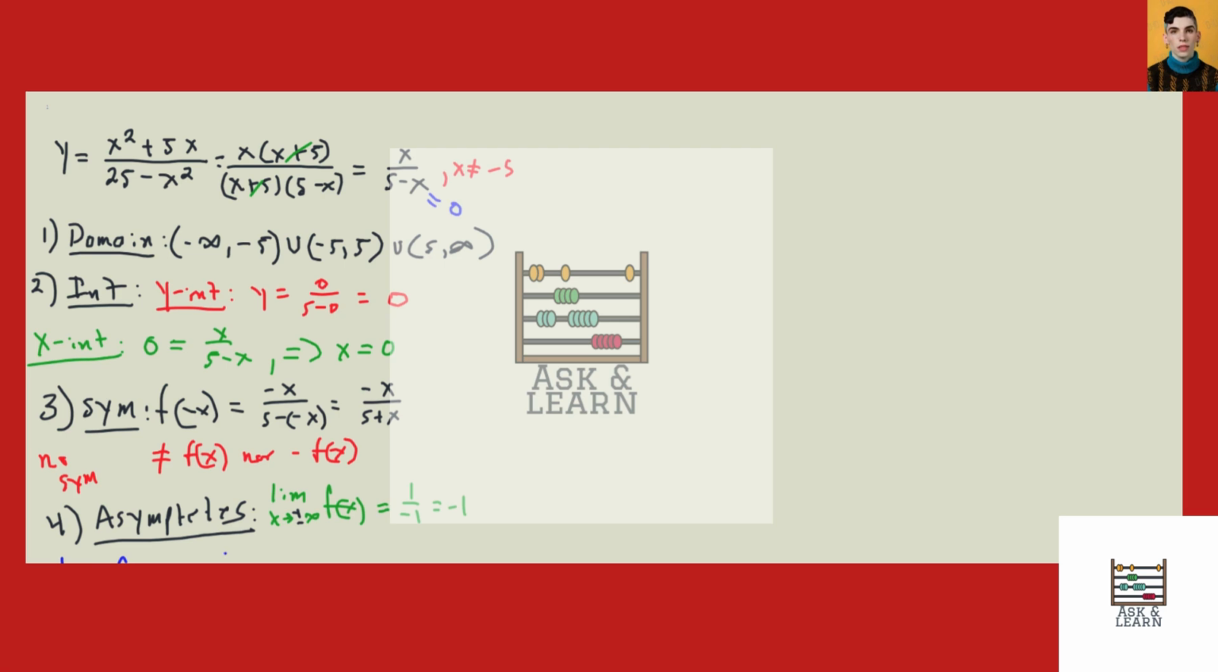So this is going to be 5 from the right over 5 minus 5 from the right. And 5 from the right will be a positive number, so I'm just going to put a little positive sign right here. And then subtracting, 5 minus something to the right of 5 will be negative. So this here we know will go to negative infinity.